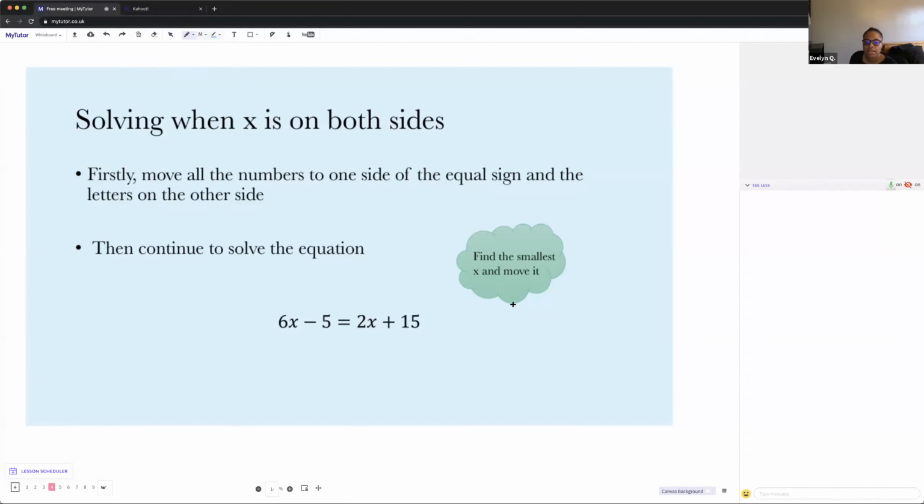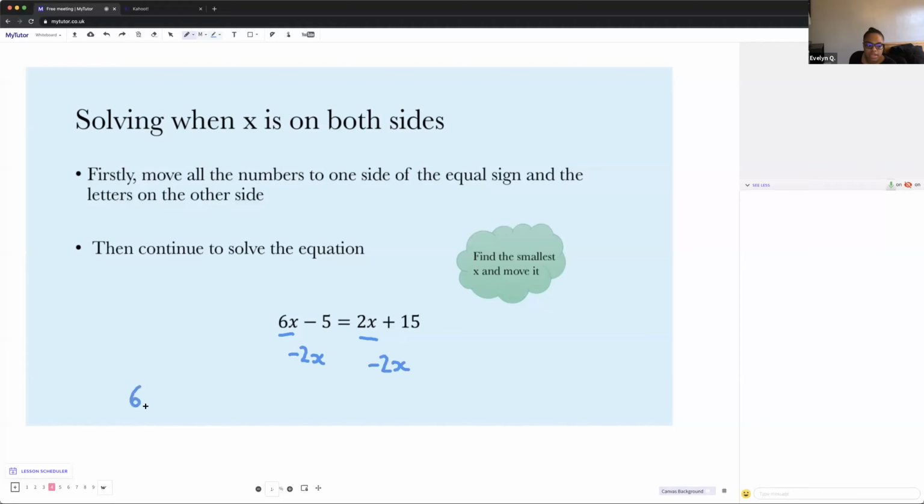The reason why I say find the smallest x is because it leaves you with fewer negative numbers. If I was to move the 6x in this case, then I'd end up with a negative x, and sometimes it gets a little bit more complicated when working with loads of negative numbers. So since I've got 6x and 2x in this equation, the smallest x is 2x, because 2 is smaller than 6. So I'm going to move that one first. I'm going to subtract 2x on both sides.